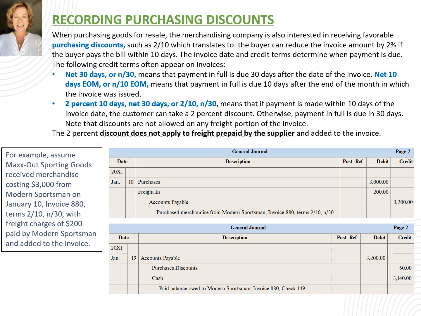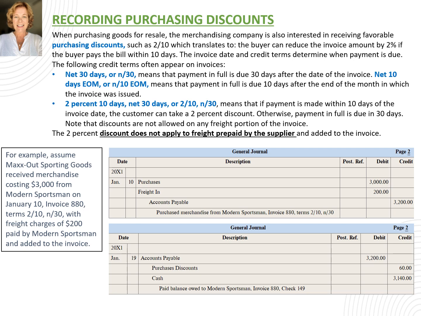A popular purchase or payment discount is 2/10, which translates into this. The buyer can reduce the invoice amount by 2% if the buyer pays the bill within 10 days. There are other similar terms such as 3/10 or 1/10. They all have this in common, though. It's a discount offered by suppliers to encourage quick payment by customers. Just keep in mind that the 2% discount does not apply to freight, though. The freight is prepaid by the supplier and added to the invoice. Let's look at an example.